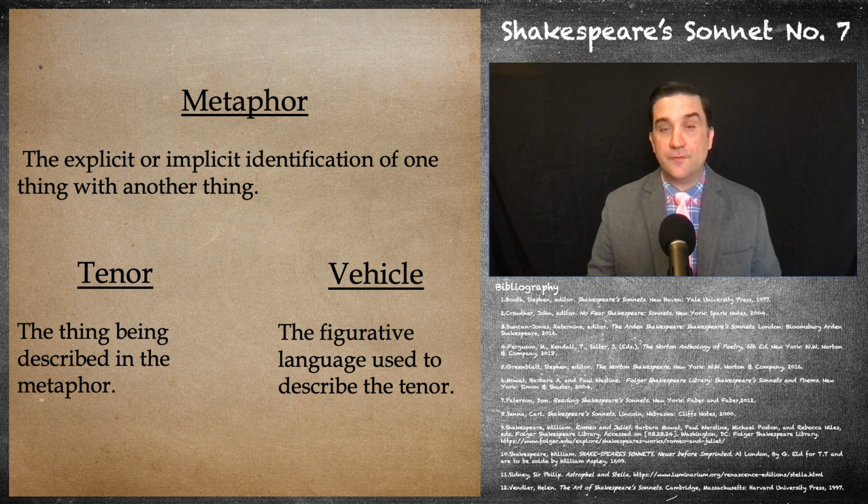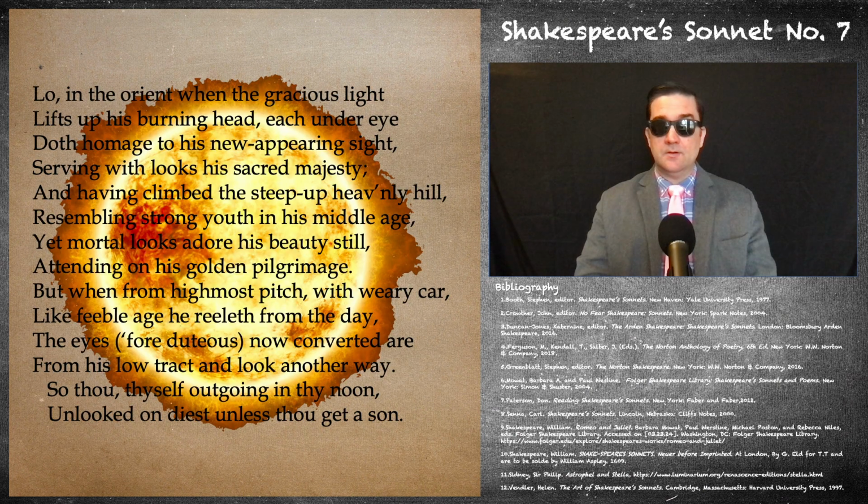So now let's go further into the poem and let's unpack what the metaphor is of sonnet number 7 and try to identify the tenor and the vehicle. In sonnet number 7, the speaker uses a vivid comparison between the sun's daily journey across the sky and the passage of human life. To integrate our definition of metaphor into it, we can say that in sonnet number 7, the speaker explicitly identifies one thing, the young man's beauty, with another thing, the sun.